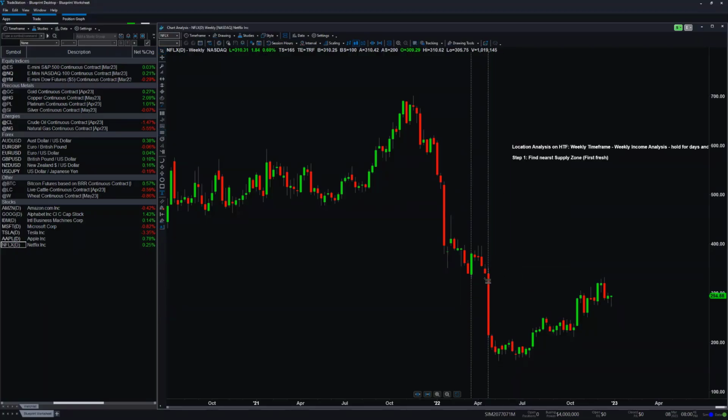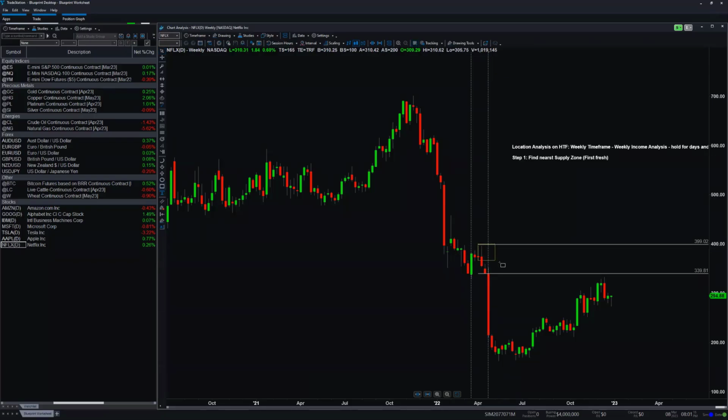The proximal goes at the lowest body of the basing candle. So where's the lowest body? Is it here? Nope. Is it here? Nope. It's here, right? That's the lowest body of the basing candles. And then the highest wick of the basing candles, including the leg out, is going to be our distal line. And then I have my supply zone.